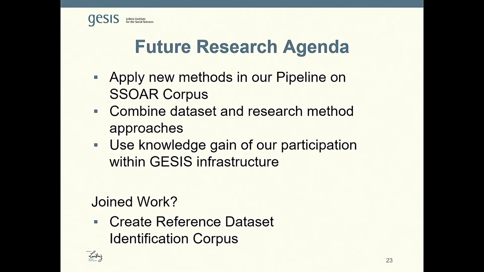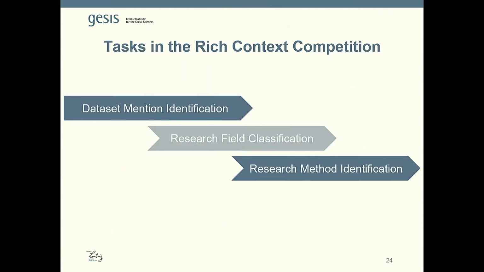And maybe joint work: maybe we can work together to create a reference dataset for identification. Yeah, we are open to this. It would be good if the research community, which is not so involved in social sciences, could play with this data. So maybe for research purposes, we can create something which others can work on too. Okay, I think that's it for me. I'm open for questions.